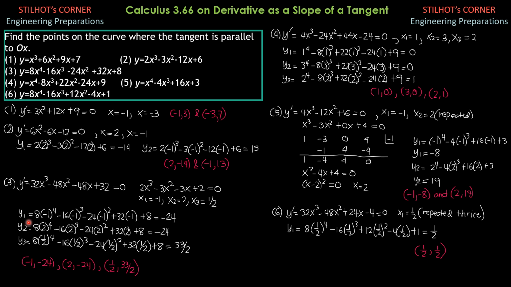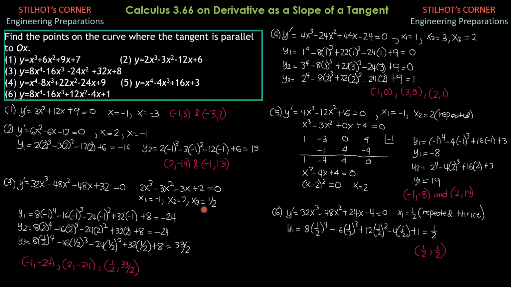For the other point, x sub 2 is 2, so 8 times 2 to the fourth minus 16 times 2 cubed minus 24 times 2 squared plus 32 times 2 plus 8, it is negative also 24. So the other point is 2, -24.